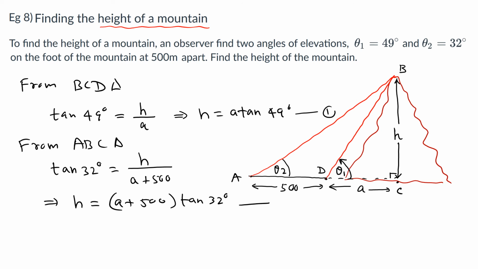You can see that there are two equations and two unknowns. The two unknowns are H and A, and we have two equations, so we can solve this to find H. You can do this in several different ways, and I'm going to discuss one method. We're going to equate these two equations because both represent the height H, and then we can find A. Once you find A, you can use equation number 1 and plug in that A value to find H. So let's do that.